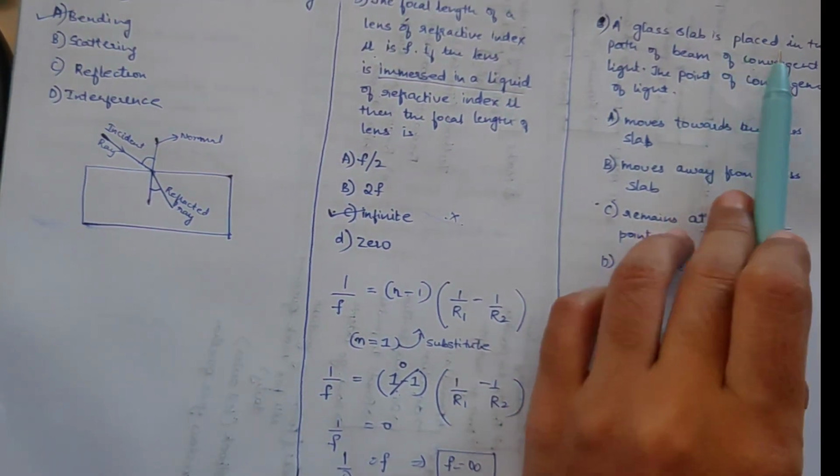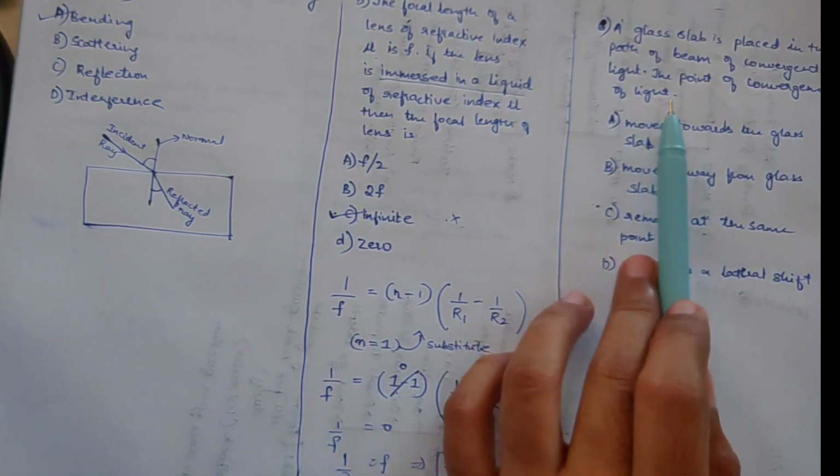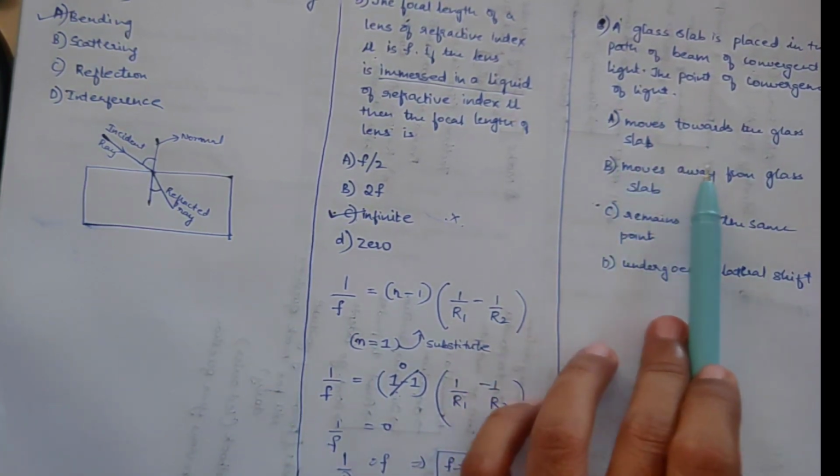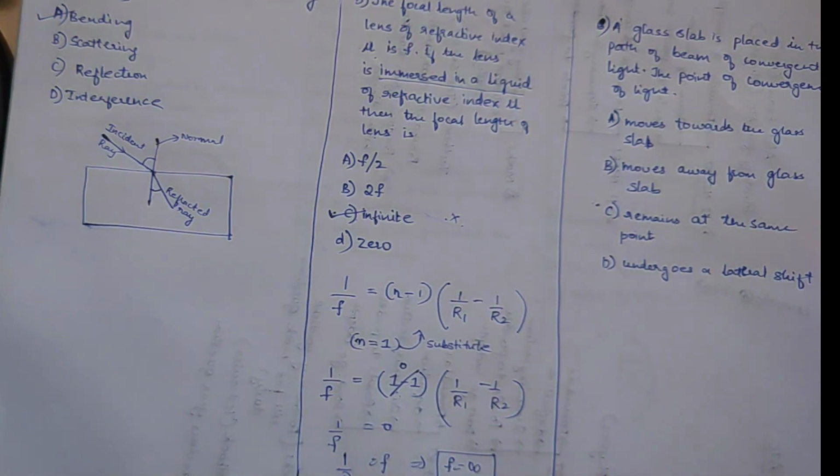Then a glass slab is placed in a path of beam, convergent light. The point of convergence of light moves towards the glass slab, moves away from the glass slab, remains at the same point, undergoes a lateral shift.